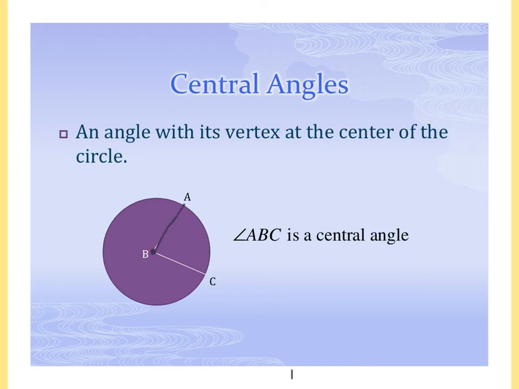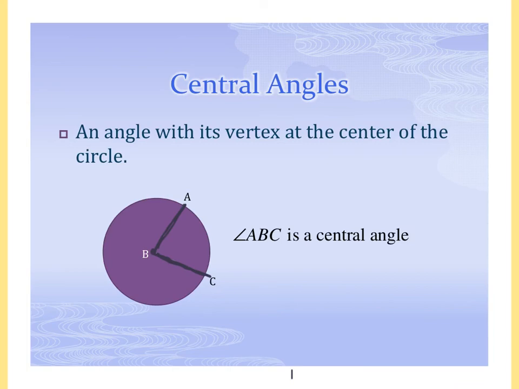And then the sides of it are both radii. So this is a radius, AB is a radius, BC is a radius. That's called a central angle. So if you could cut a piece of pie, right? That angle that's formed by the tip of the pie, that's called a central angle.